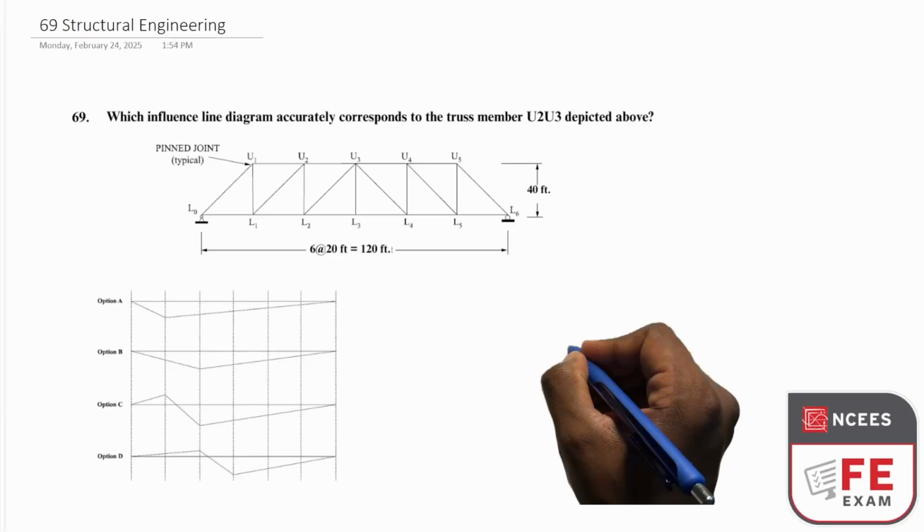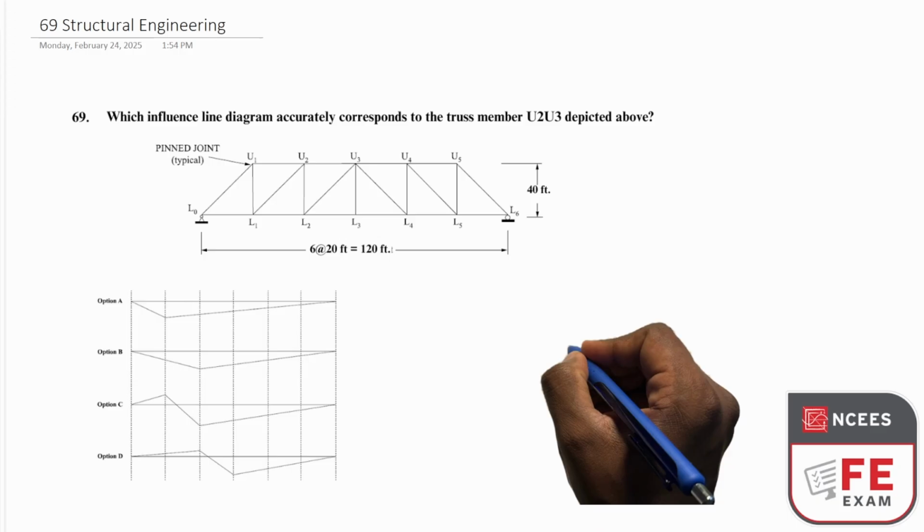Hello everyone, today we are looking at a real FE exam problem from structures. Which influence line diagram accurately corresponds to truss member U2U3 depicted here? We have four options and these are influence lines. And then we have a truss diagram. We have a pin joint on the left and a roller joint on the right.